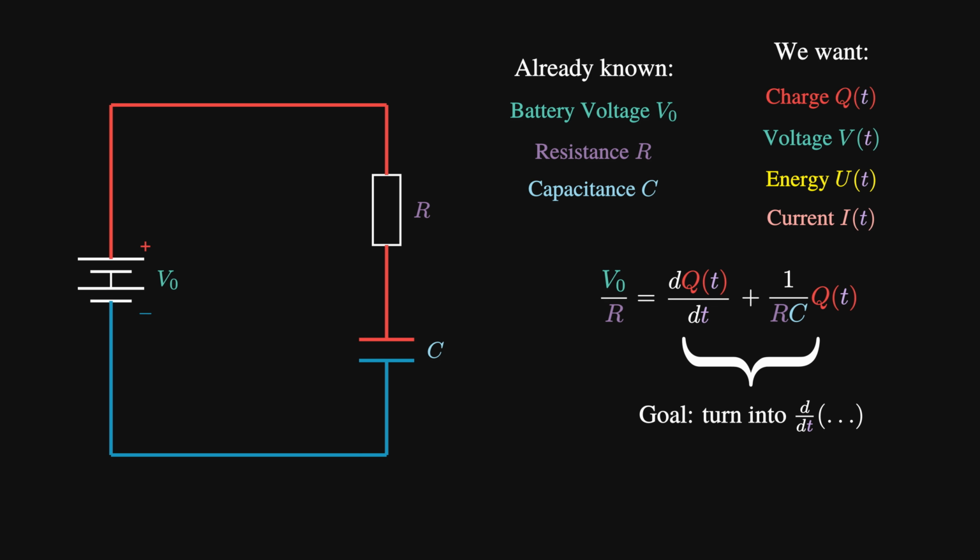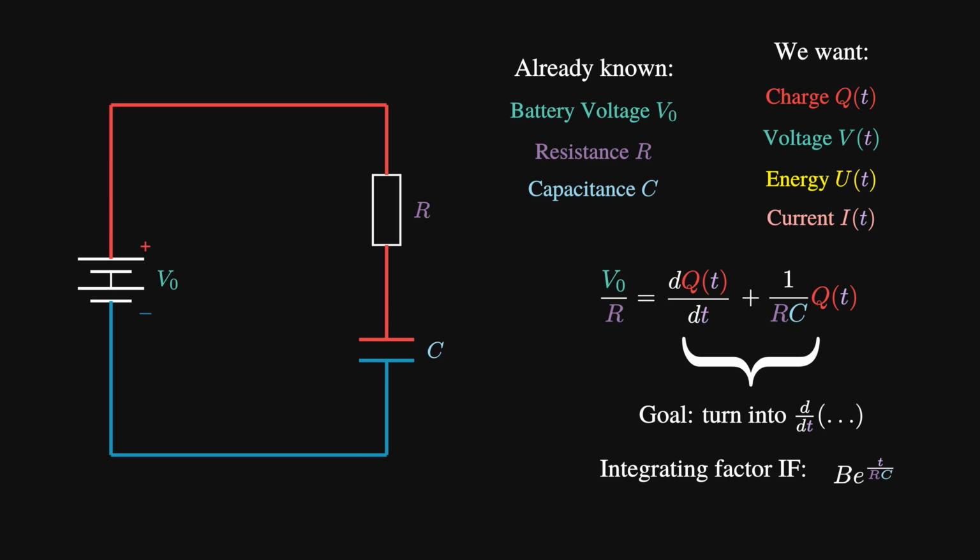Then, we use a very clever trick where we multiply the entire expression by something called an integrating factor, which is always equal to the exponent of the integral of the coefficient of our variable, in this case Q. So, it is e to the integral of 1 over RC with respect to time t. This is a really easy integral, equal to t over RC plus a constant A, so our integrating factor is e to the power t over RC plus A, which we can rewrite as a constant B e to the t over RC.